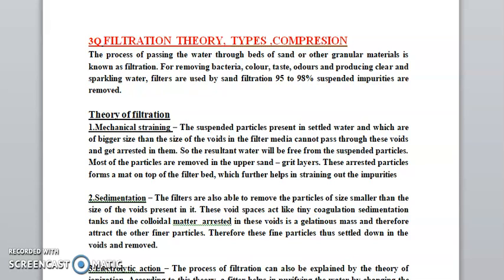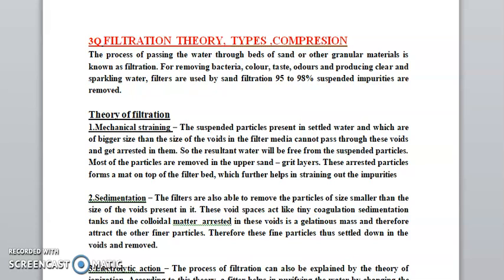Now the topic: water supply and treatment engineering. We'll continue with filtration and filtration theory, types, and comparison between filtrations. The process of passing water through a bed of sand and other granular material is known as filtration. For removing bacteria, color, taste, and odor, and producing clear and sparkling water, filters are used. By sand filtration, 90 to 98% of suspended impurities are removed.